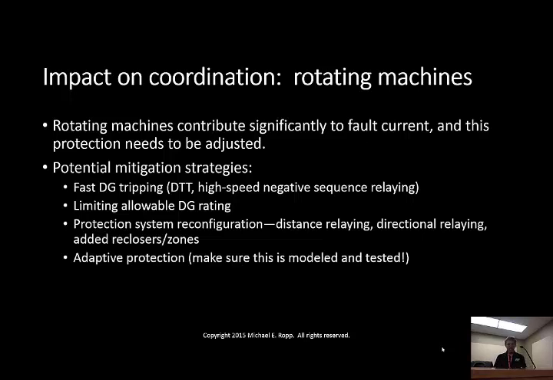There are some mitigation strategies I've listed here. And again, it's kind of the same thing we've talked about before. You can use some adaptive protection. If you do that, make sure that it's modeled and properly tested. Transient modeling and hardware-in-the-loop modeling are both good. You can limit the allowable DG rating again, too. That's another option that, as we said before, we try to avoid.